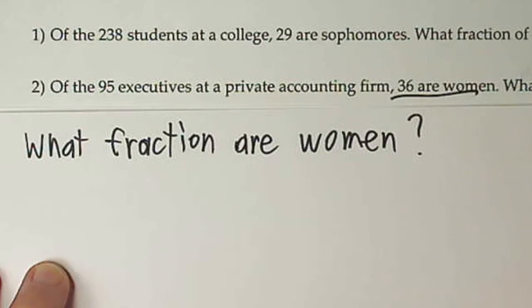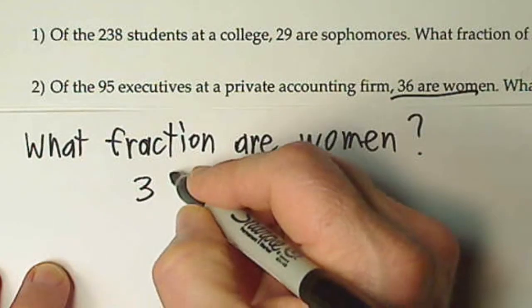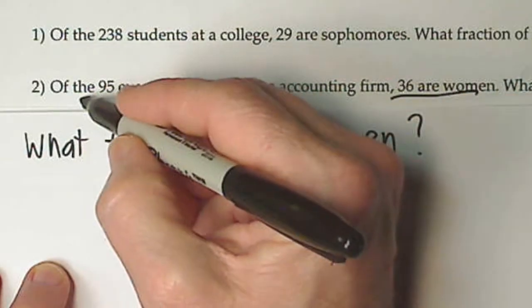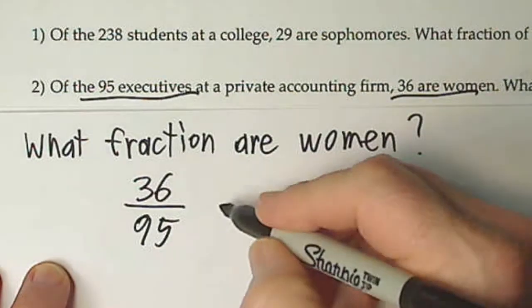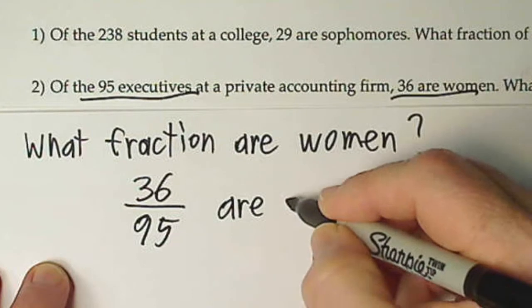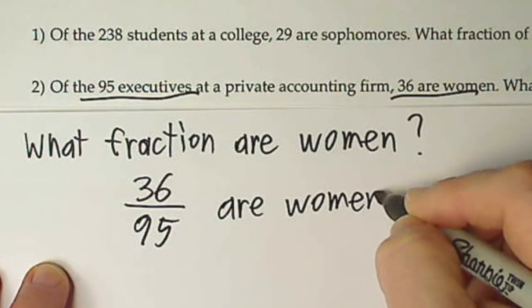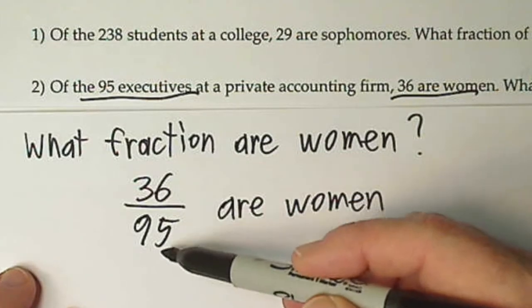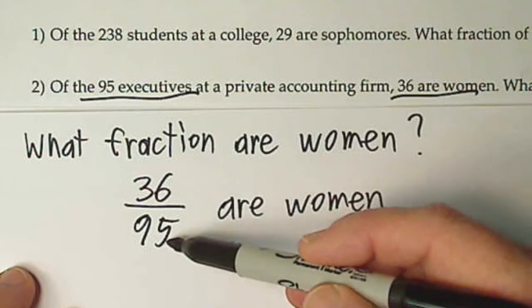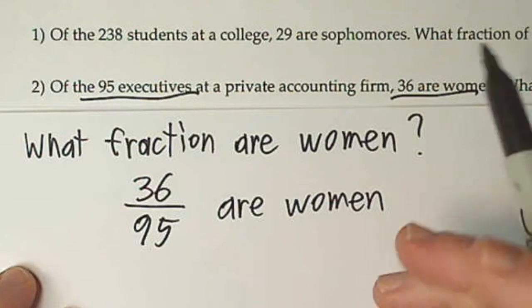36 are women. So 36 out of 95 are women. All right, I hope that's intuitive. And we cannot reduce 36 over 95 because there are no common factors. So that would be our answer for number 2.